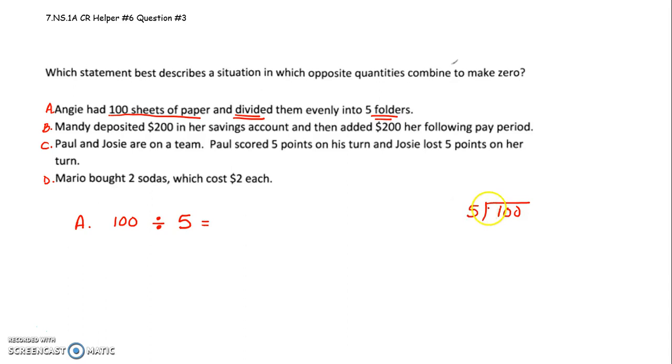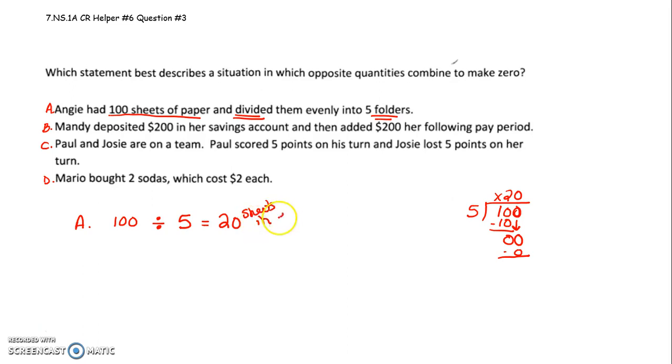Let's check. So then I say, how many times? Well, 5 can't go into 1. It would be a 0 there. 5 goes into 10 twice. 2 times 5 is 10. Subtract off. That's 0. Drag down the 0. How many times does 5 go into 0? 0 times. 0 times 5 is 0. So 100 divided by 5, it means you'll have 20 sheets of paper in each folder.